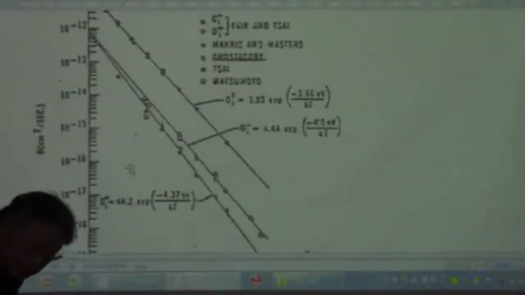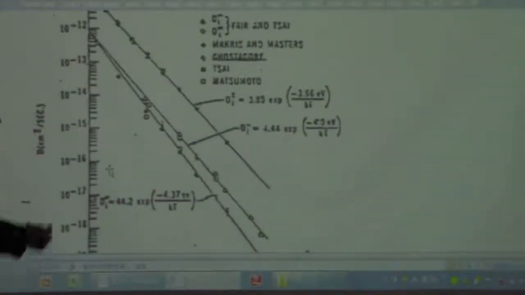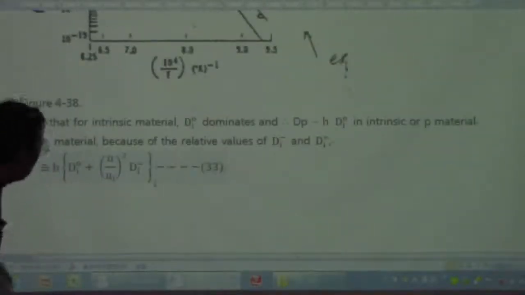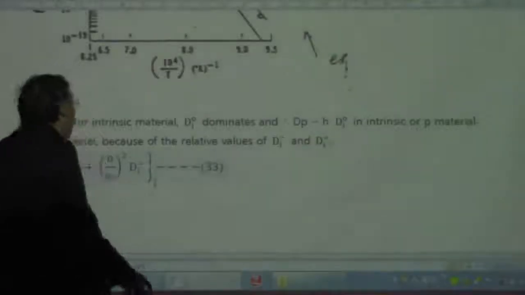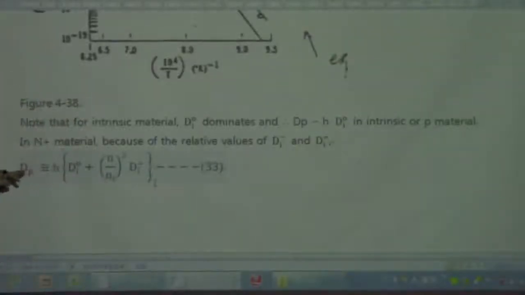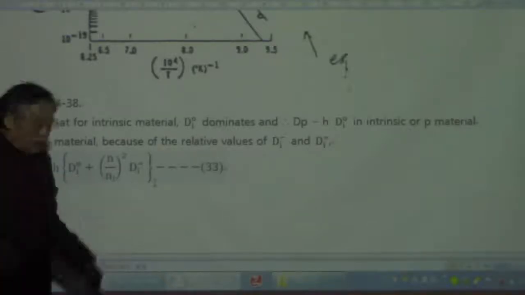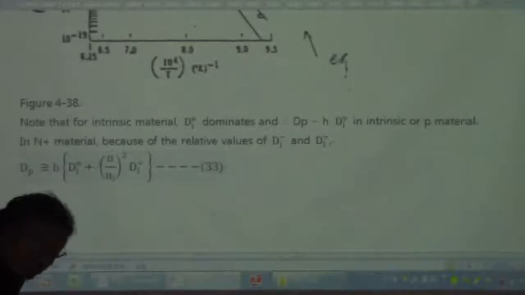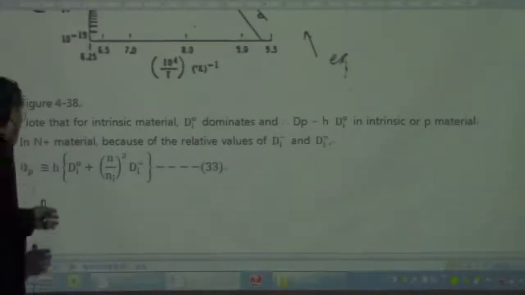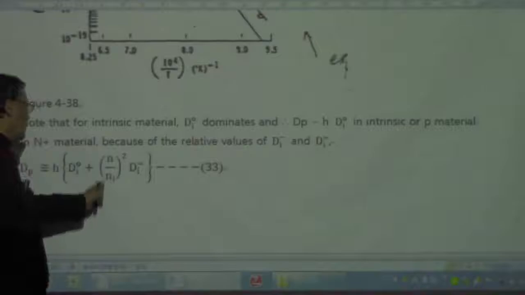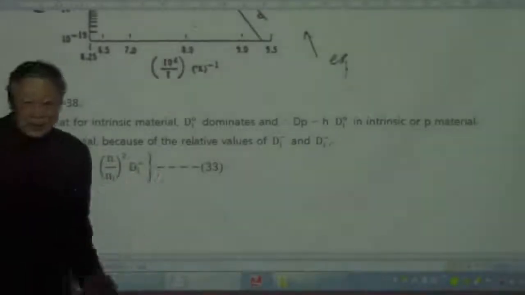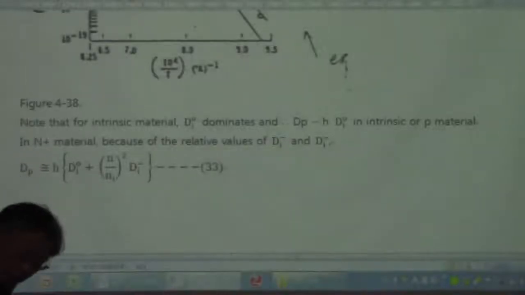Okay, this is the experimental data. We have seen this before, and with this data, we have a diffusion coefficient term, and we have equation 33. As I mentioned earlier, we just neglect the term here because in the heavily doped case, the n tells everything, so it should be dominant.